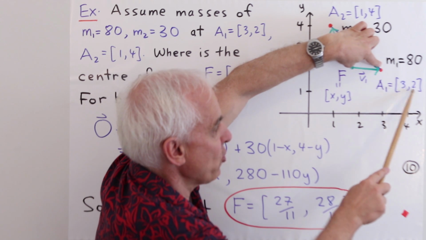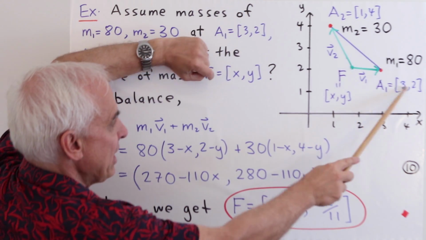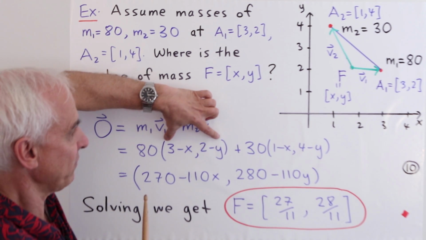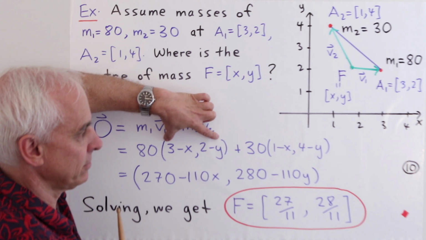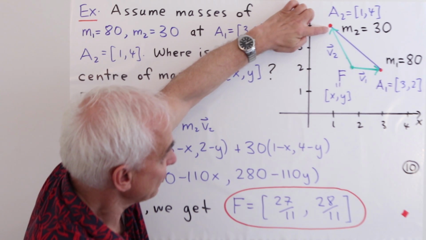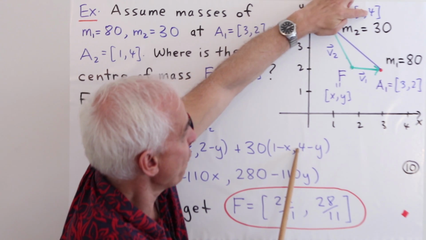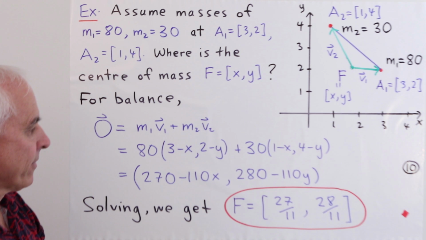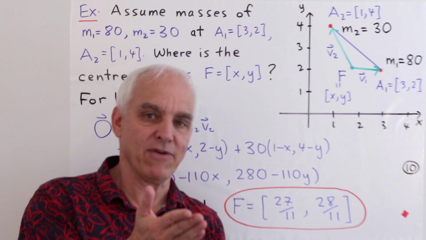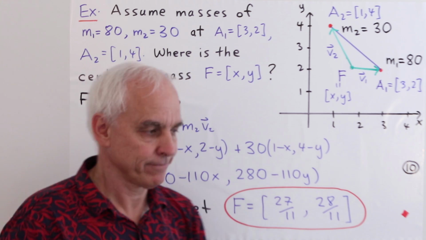And we know how to take the displacement vector. It's the difference between coordinates. We have to take the coordinates of A1 and subtract the coordinates of F. So we're going to get 3 minus x for the x coordinate and 2 minus y for the y coordinate. That's the vector v1 from here to here. And similarly, the mass m2 is 30, and the vector v2 going from F to A2 will be the difference of coordinates, 1 minus x and 4 minus y. So this multiple of that vector plus this multiple of that vector should hopefully give us the 0 vector, which is the vector 0, 0.